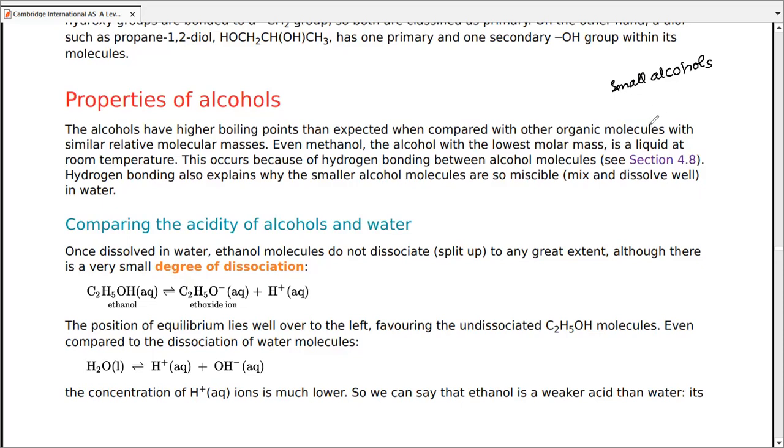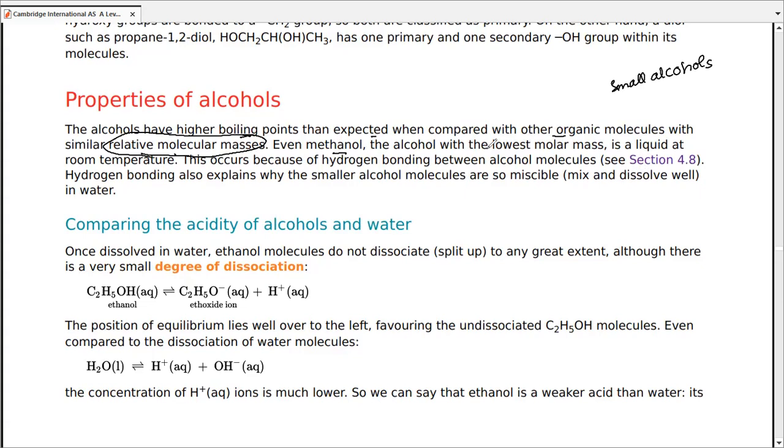The IGCSE book also had one specific sentence that they are soluble in water in all proportions. No matter which proportion you think of, 10% alcohol, 90% water, or vice versa, 90% alcohol, 10% water, 50-50, 60-40, 70-30, all of them soluble. All right. We're going to discuss both the things, their boiling points and their miscibility over here, but in a little more detail. So starting with the very first line, alcohols have higher boiling points than expected when compared with other organic molecules with a similar Mr.